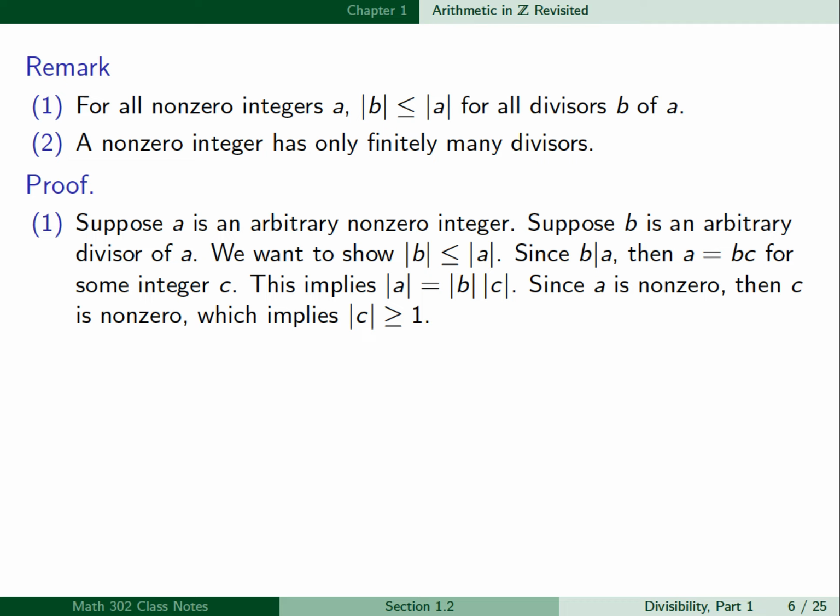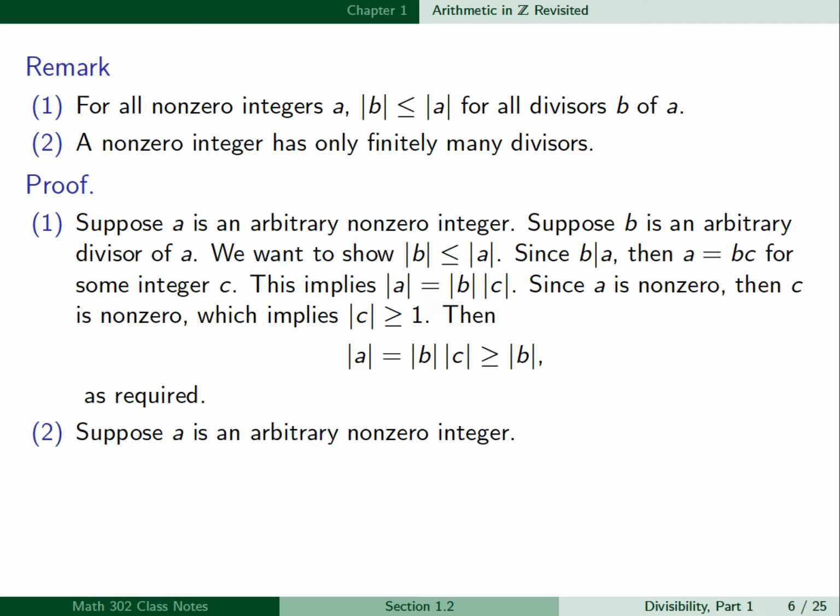So c is an integer, and the absolute value of c will be a positive integer, which, since it's non-zero, has to be greater than or equal to 1. Then, looking at this absolute value relation again, absolute value of a is equal to the absolute value of b times the absolute value of c, and since the absolute value of c is greater than or equal to 1, this will be greater than or equal to the absolute value of b as required. So this proves our first remark here.